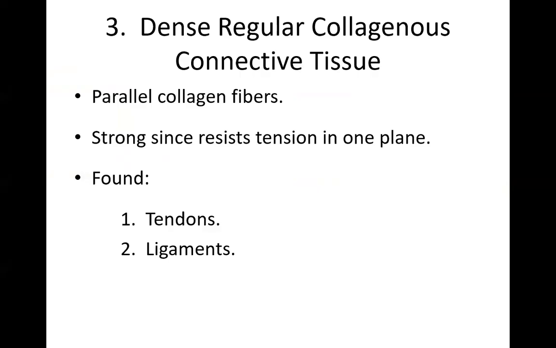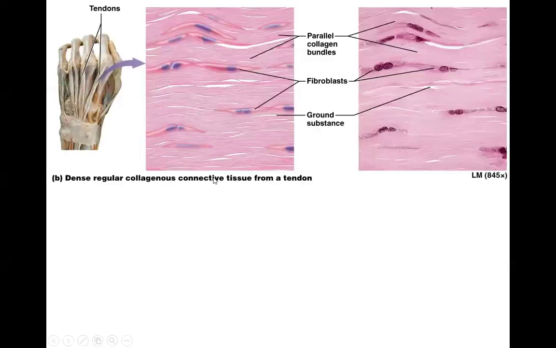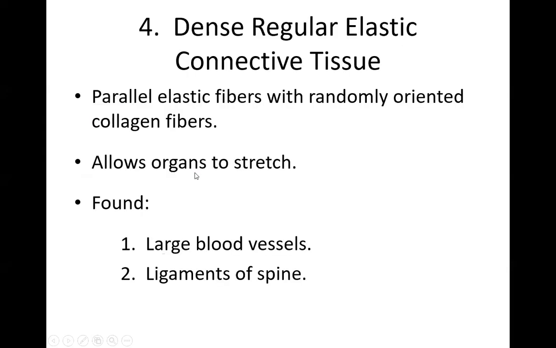The dense regular collagenous connective tissue is made up of parallel collagen fibers, and it's strong since it resists tension in one plane, and it is found in the tendons and the ligaments. Because it's very dense, very thick, and very strong, we need that to hold this bone structure like a steel girder. So you see the dense regular collagenous connective tissue from the tendon.